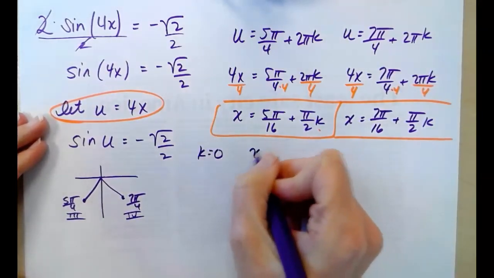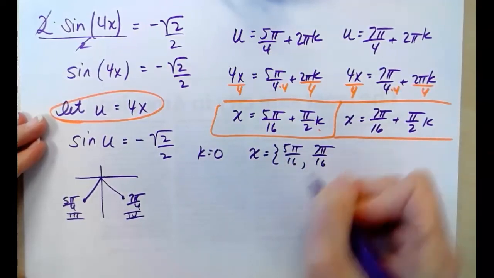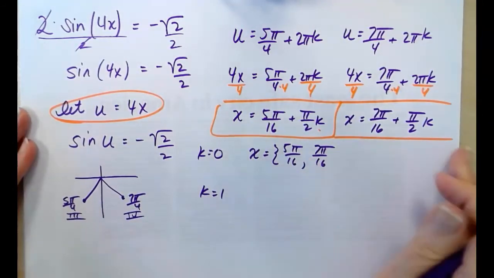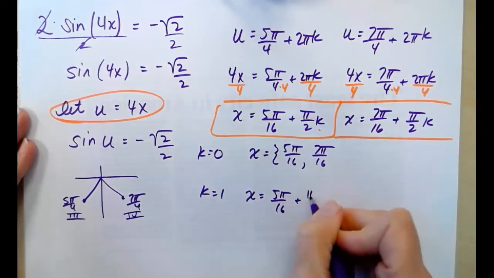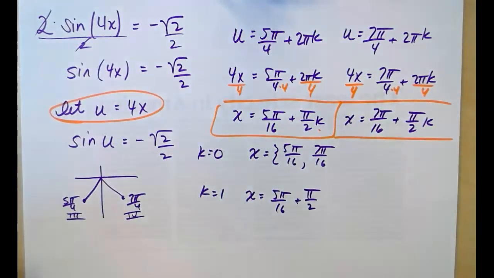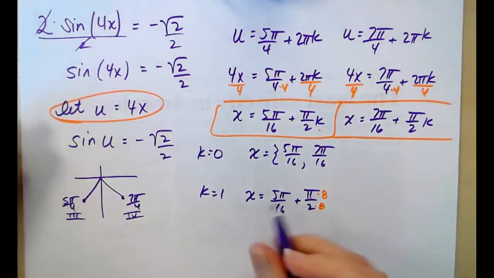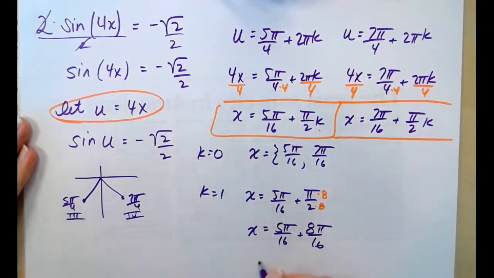Let k equal 0. Those are the easy ones. 5 pi over 16 and 7 pi over 16. Let k be equal to 1. If k is equal to 1, and this is going to give us a hint as to how we're going to quickly find the rest of these answers. x equals 5 pi over 16 plus pi over 2 times 1. We need a common denominator. It's going to be 16, so pi over 2 is 8 pi over 16. We're going to be increasing all of these roots by 8 pi over 16. So we end up with 5 pi over 16 plus 8 pi over 16. That is 13 pi over 16.